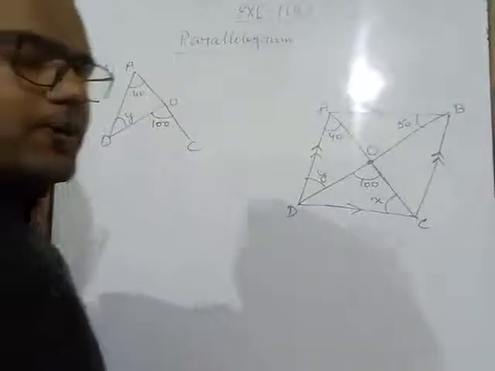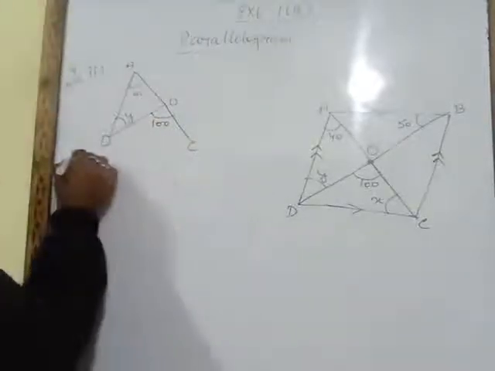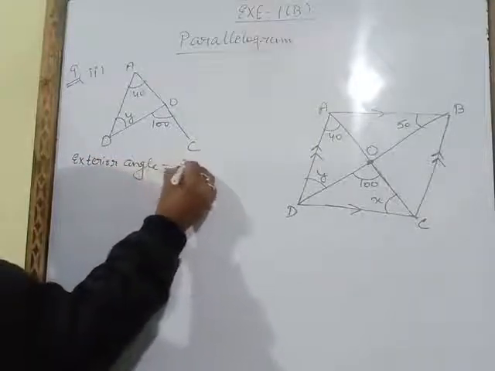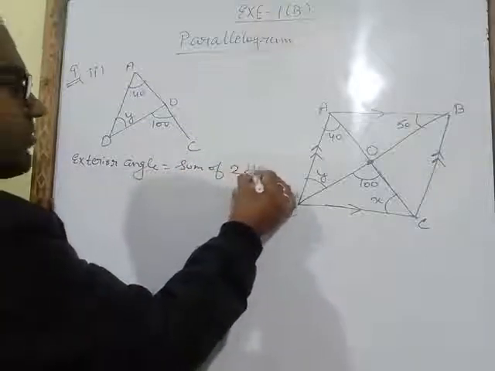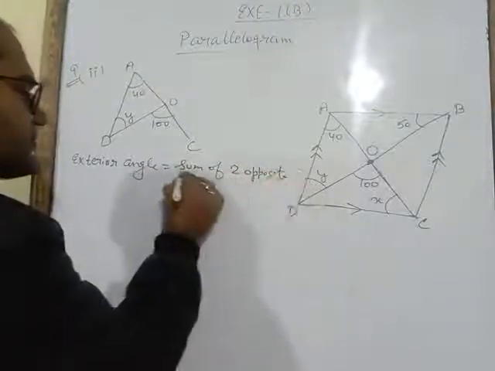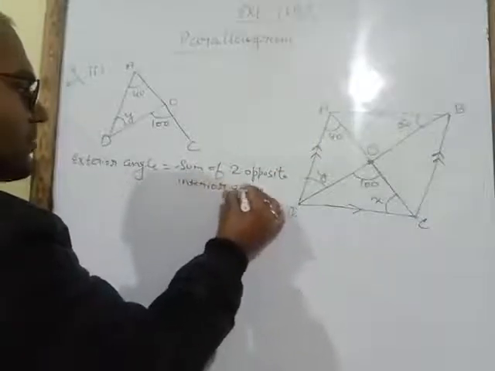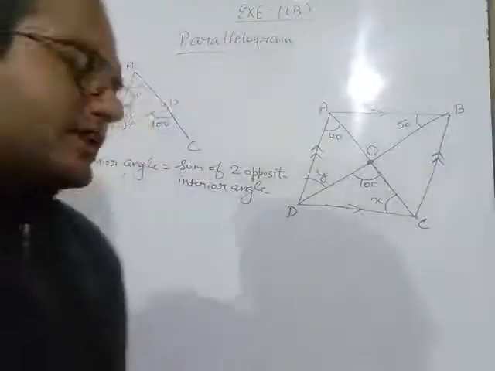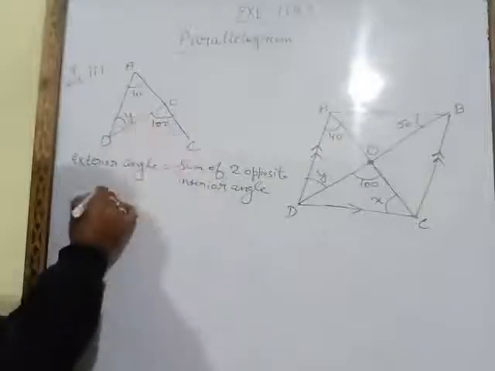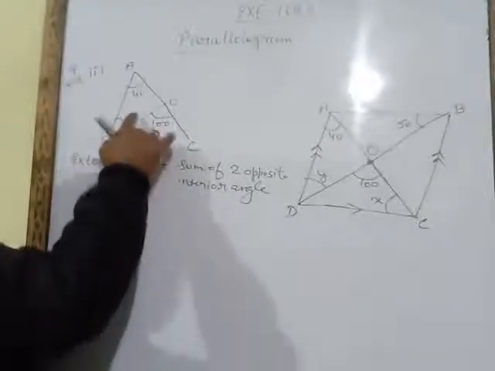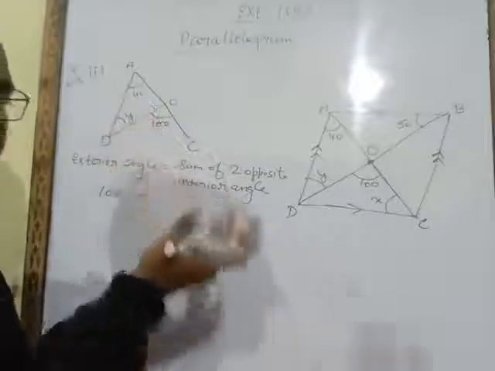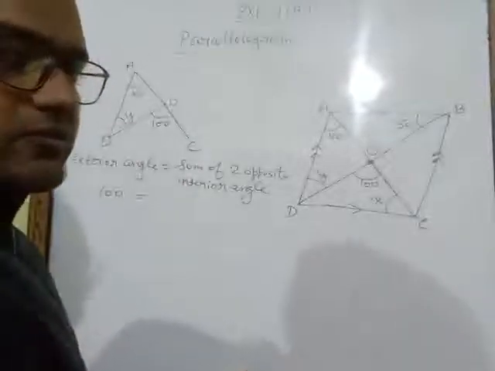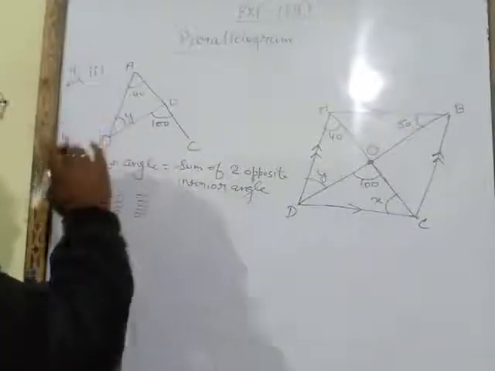Here we have to use the property of a triangle, the exterior angle property. Exterior angle is equal to the sum of two opposite interior angles. This is the property which we have to use here. Here we have drawn the figure, so no need to write the name of the angle, it is your choice. If you draw the figure, then you will not get confused. So it's better you draw the figure as I am drawing here.